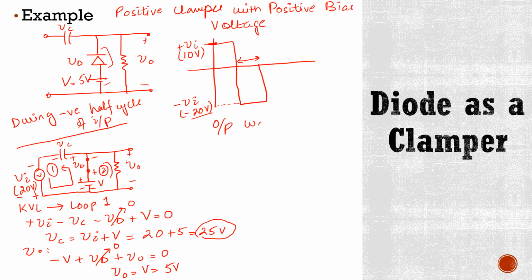So your output waveform is like this. Now we know that during negative half cycle, you have an output of 5 volts. Okay. Now this point is 5 volts. Now, what would happen during positive half cycle of input?